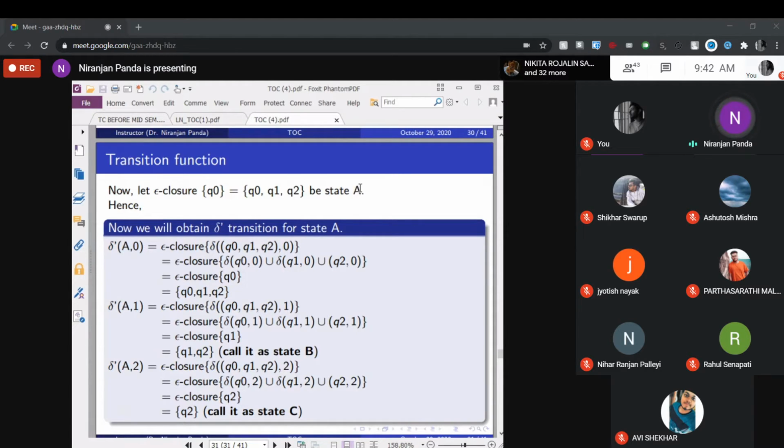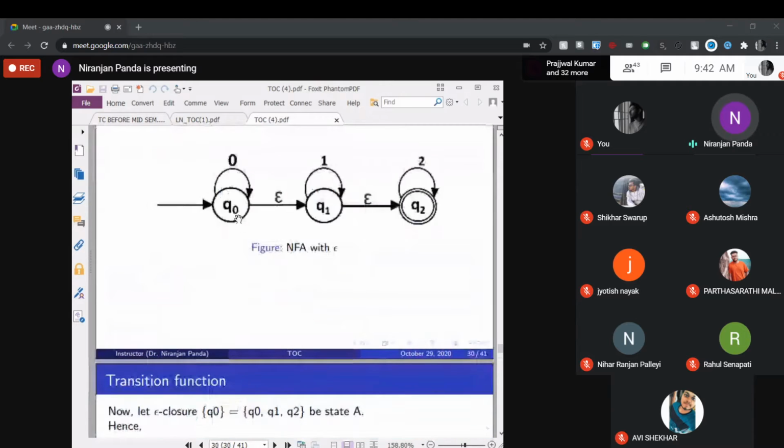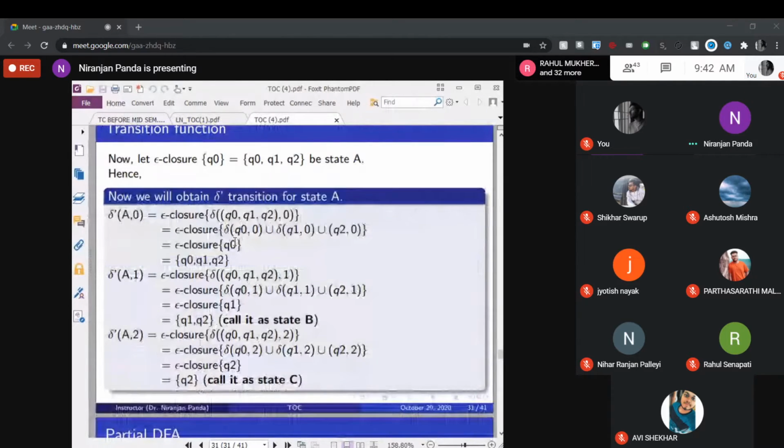Then going for DFA, initial state, let its name be A. I have given a new name. A with a 0, that is Q0, Q1, Q2 with a 0. You can see Q0 with a 0 is Q0, Q1 no 0, Q2 no 0. That means I am getting Q0. Now the epsilon closure of Q0 is Q0, Q1, Q2. That is Q0 with a 0 is Q0, Q1 with a 0 is phi, Q2 with a 0 is phi. That is Q0 union phi, that is Q0, and its epsilon closure is Q0, Q1, Q2.